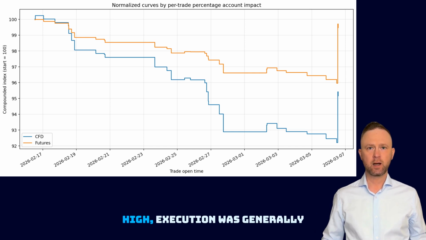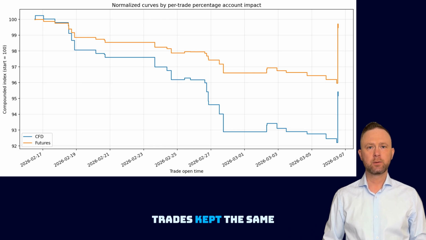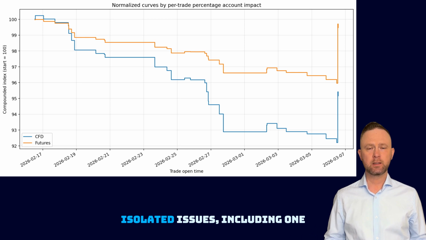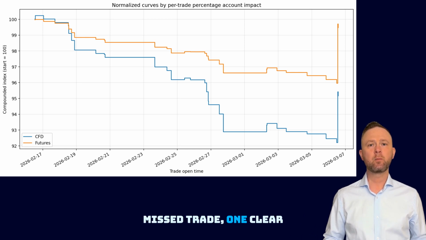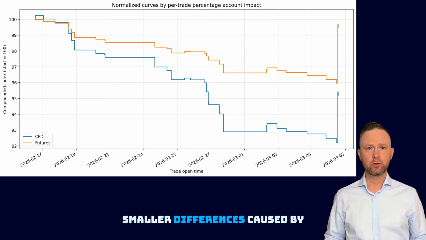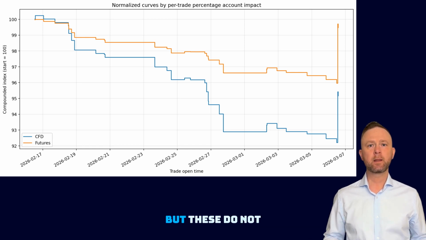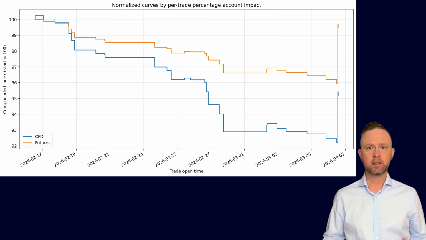The capture rate was high, execution was generally fast, and most copied trades kept the same economic direction as the source trade. There were a few isolated issues, including one missed trade, one clear DAX anomaly, and some smaller differences caused by execution timing or contract structure. But these do not look like major system-wide interference.